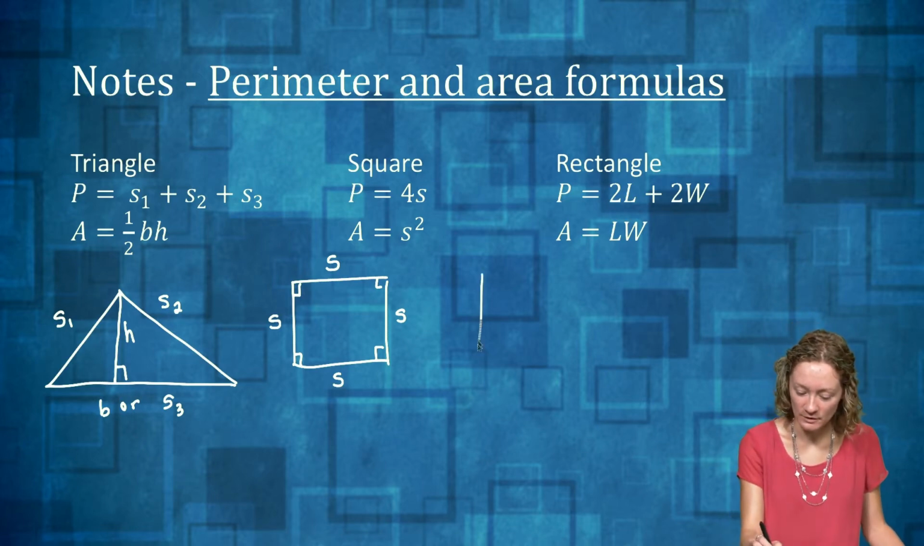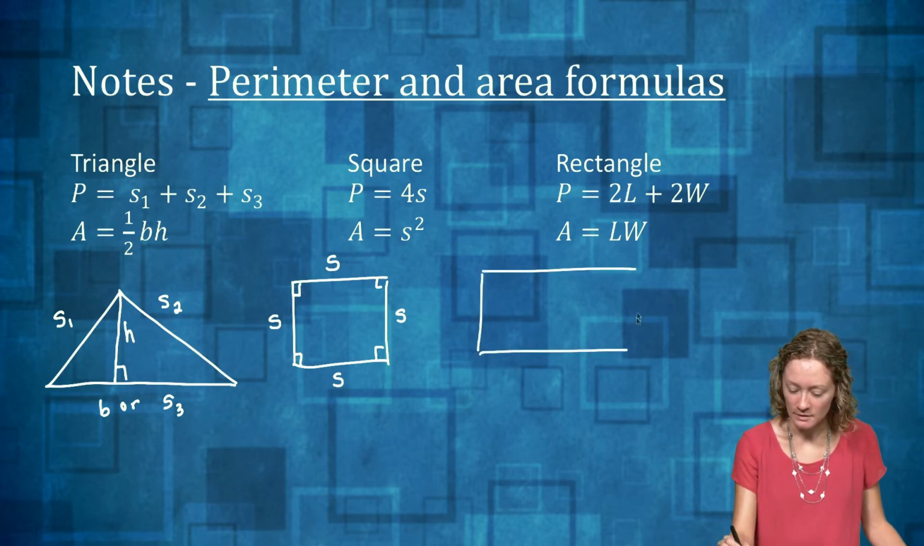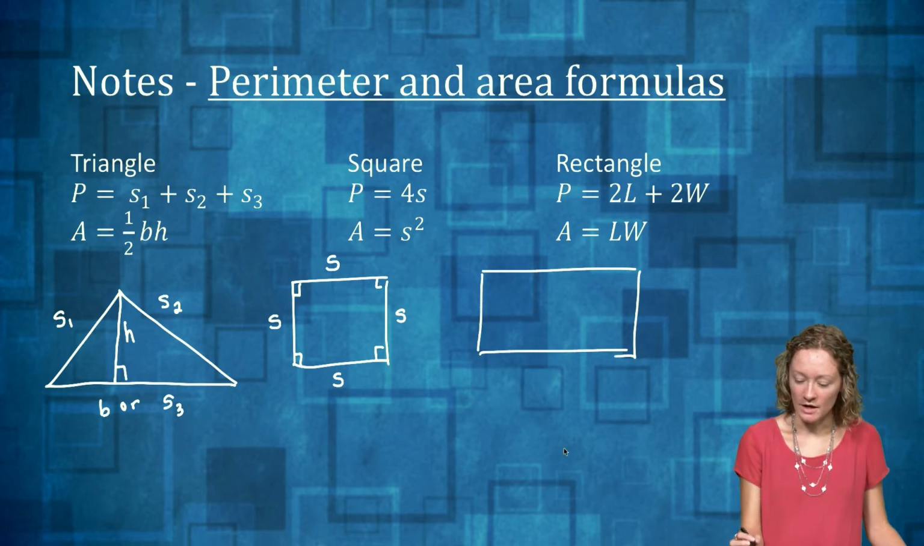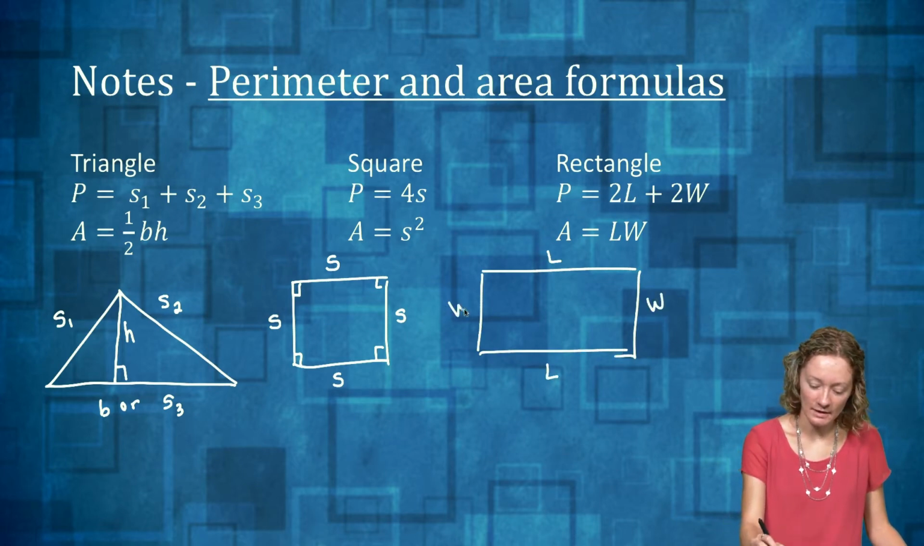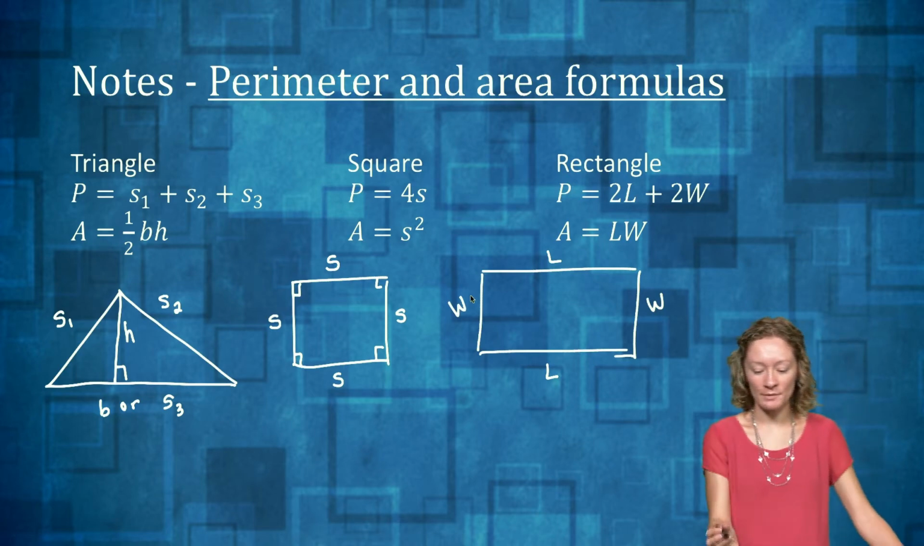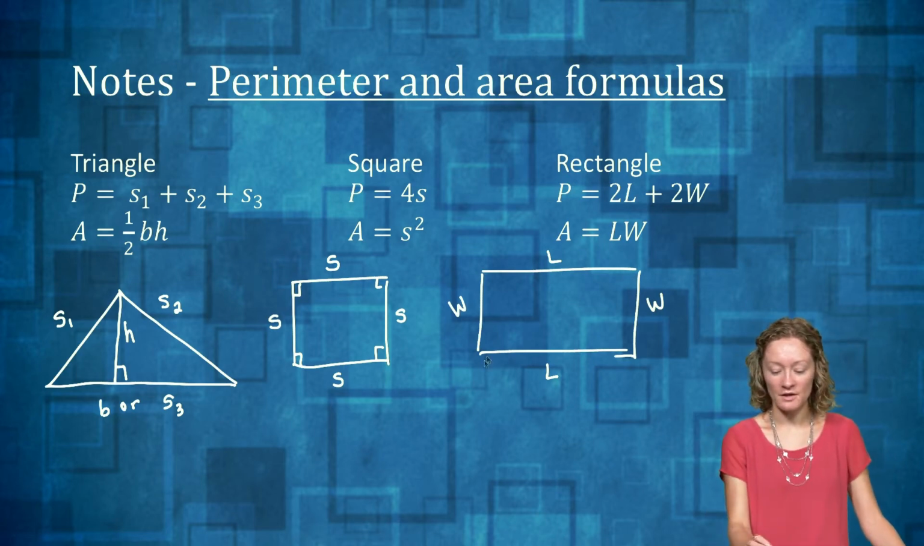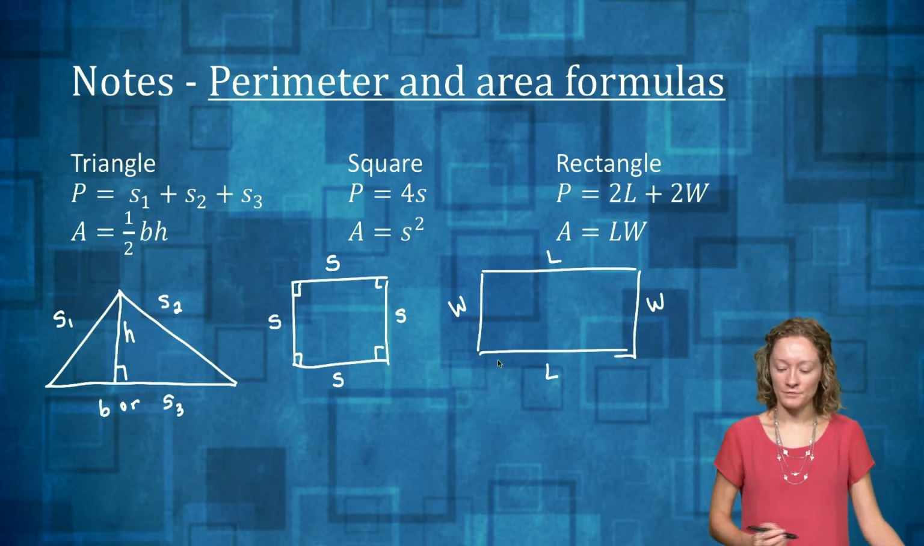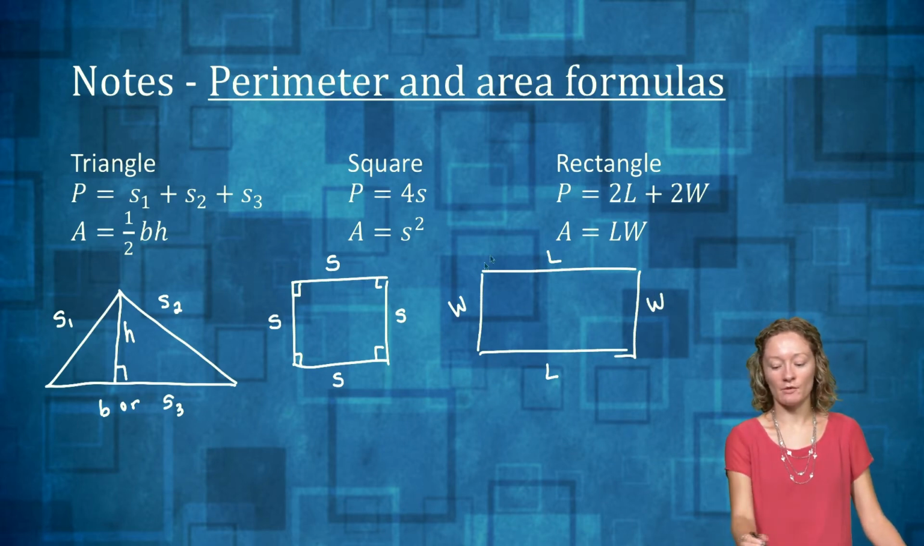Okay, for a rectangle, we know what this looks like. We typically identify the sides as L and W in a rectangle. The perimeter formula is 2 times the length, because there are 2 of them, and 2 times the width. Add them together, you've got it. Or alternatively, just add up all 4 sides.